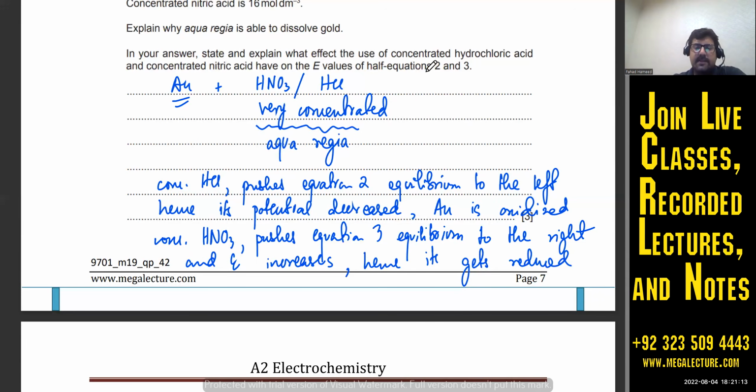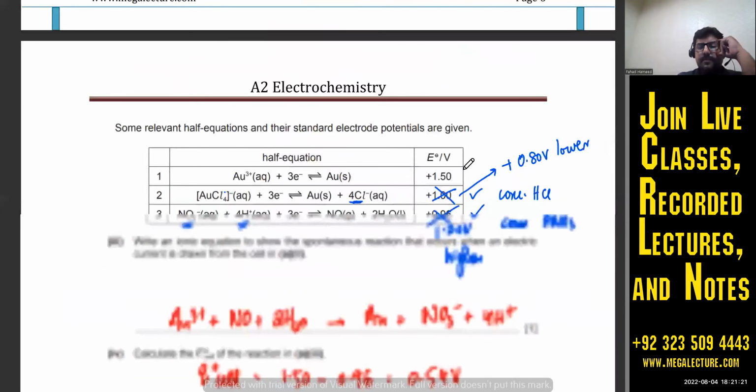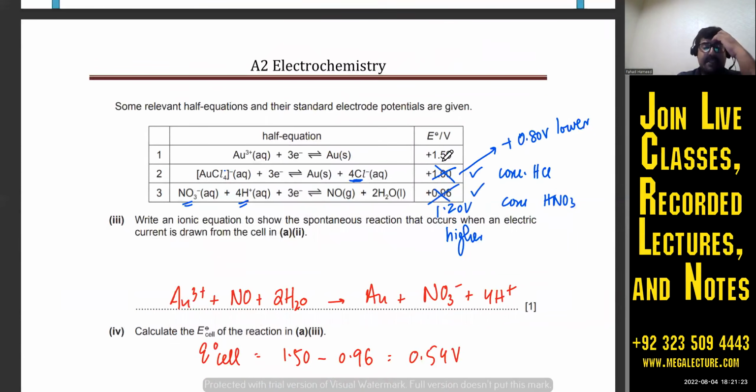And state and explain the effect on the E values of half equations 2 and 3. Is this clear? Your question clear? The original values, because this reaction was not going to happen. But when you use concentrated HCl and when you use concentrated nitric acid, the reaction did happen.